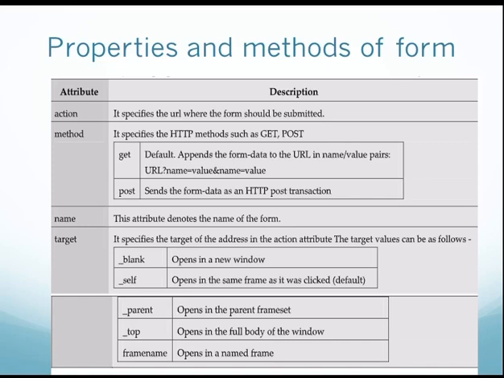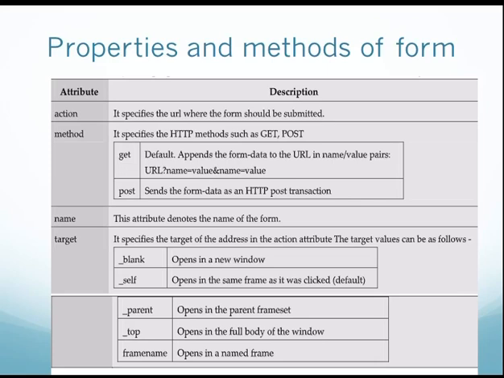Okay, then the method. There are two types of methods, that is get method and post method. In case of get method, when you type certain information on the form, and when you click on the submit button, and when you get the output in the URL, you can see what answers you have submitted. Okay, so it is not secure.